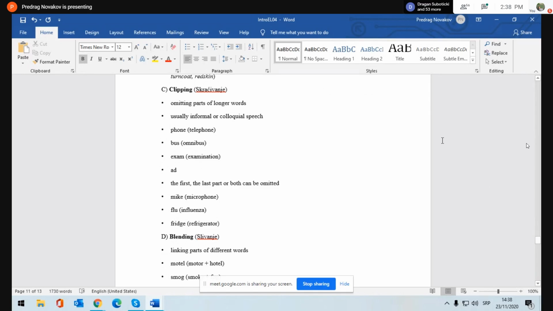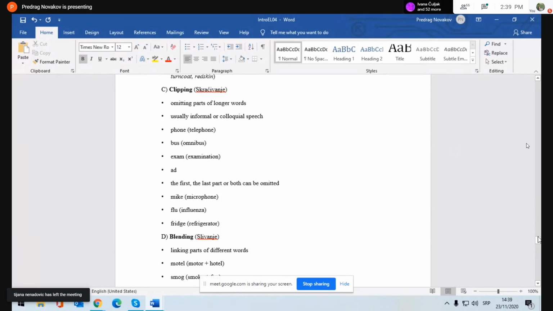And it is very simple again. You omit parts of longer words to create new shorter words. They are usually informal or colloquial speech. Perhaps some of those do not belong to formal language, but to conversation, to dialogues, and so on. You know that phone comes from telephone. You omitted the first part. Bus comes from omnibus. Students usually don't memorize this. First the name was omnibus, and then it was shortened to bus.